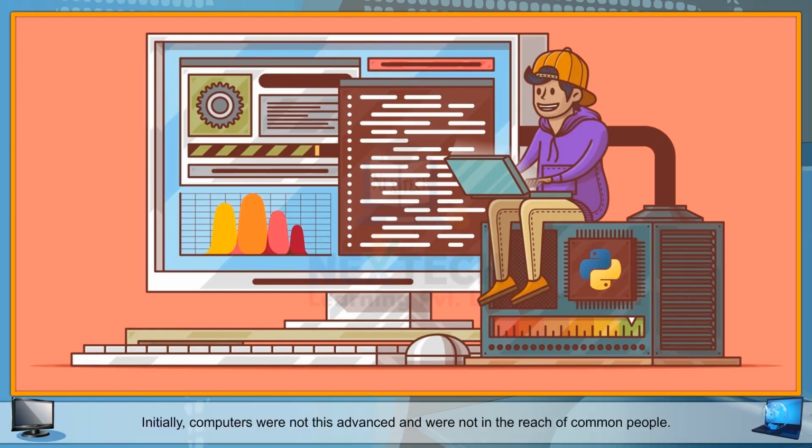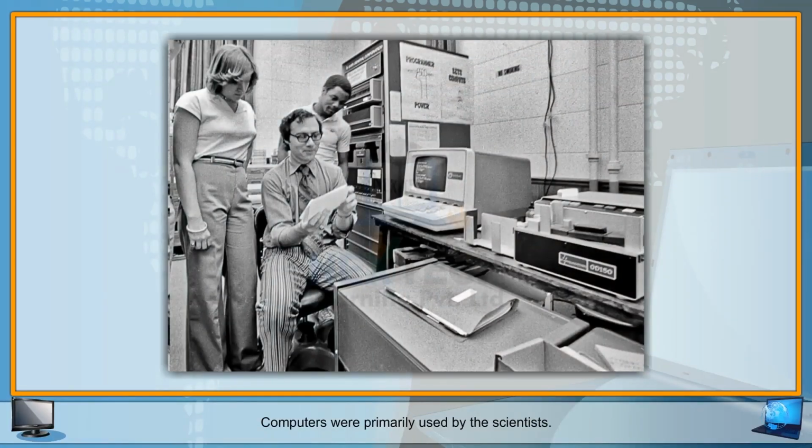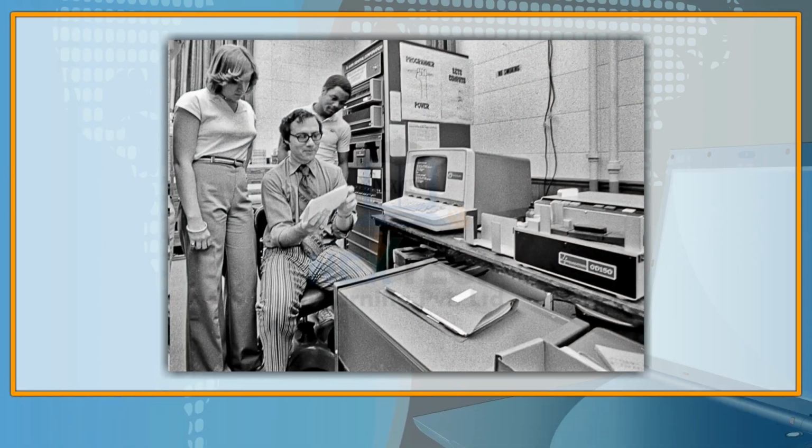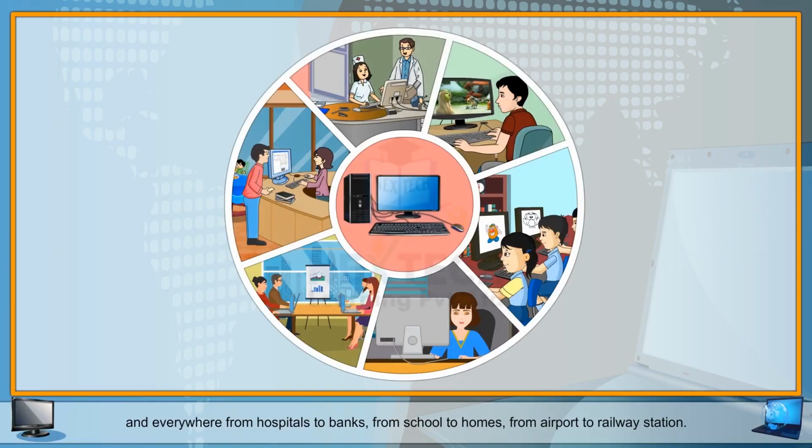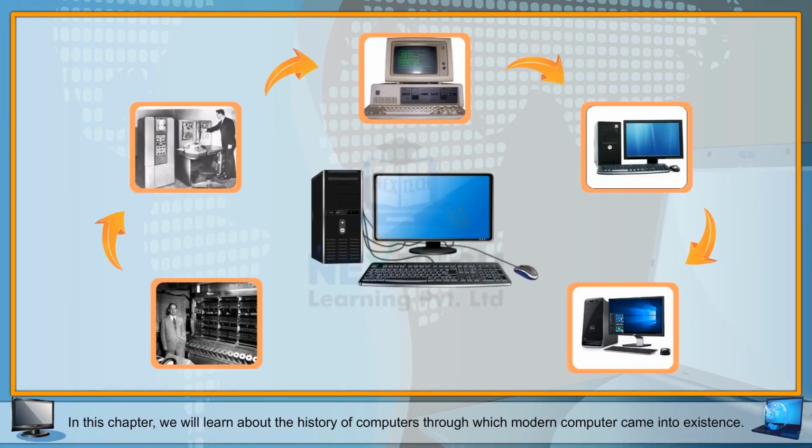Initially, computers were not this advanced and were not in the reach of common people. Computers were primarily used by the scientists. But nowadays, computers are used by almost everyone and everywhere, from hospitals to banks, from school to homes, from airport to railway station. There is hardly any place left where computers are not used. In this chapter, we will learn about the history of computers through which modern computer came into existence.